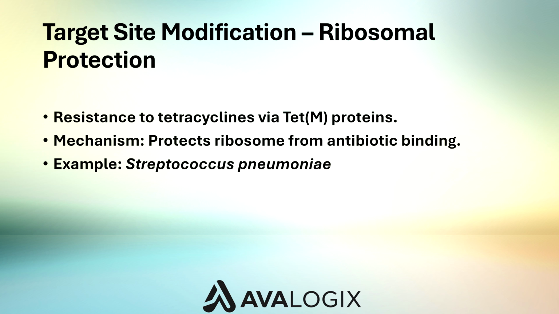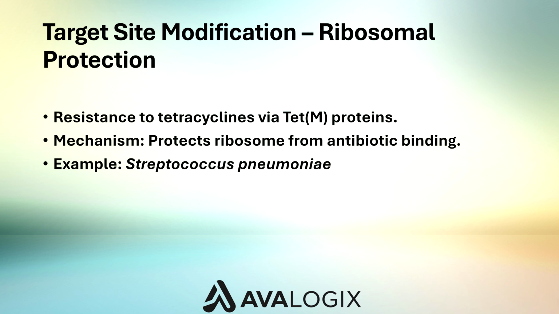One well-known example is Tet(M), found in Streptococcus and Enterococcus. This protein allows the ribosome to continue translating proteins even in the presence of tetracycline. Ribosomal protection genes are often plasmid-encoded and associated with transposons, which means they can spread quickly between species. This mechanism doesn't destroy the antibiotic, it just renders it ineffective by shielding the ribosomal target. It's a clever adaptation. Rather than fighting the drug head-on, the bacteria make the target invisible or inaccessible.